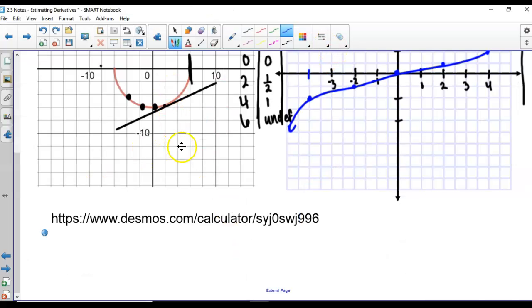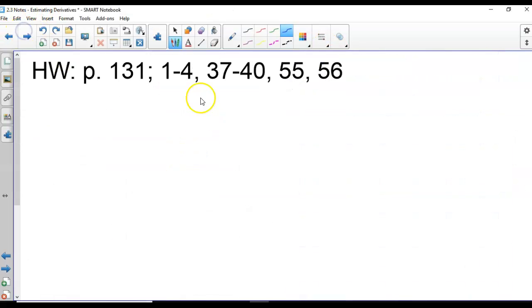So, your homework is printed on there for you. So the 37 through 40, that's where you'll be sketching those derivatives.